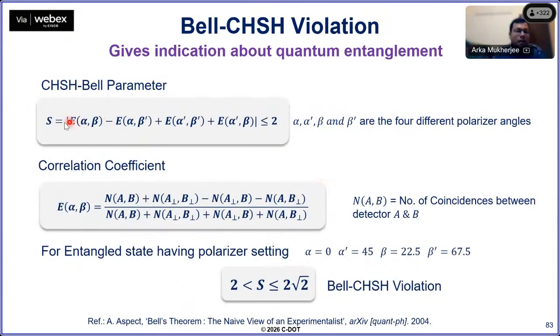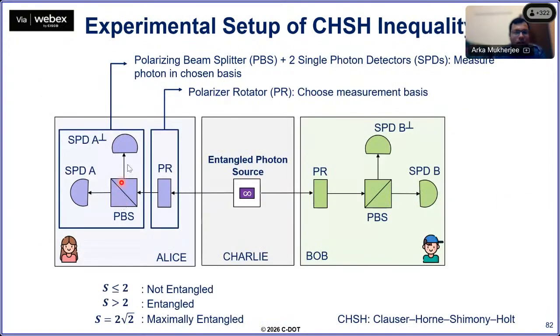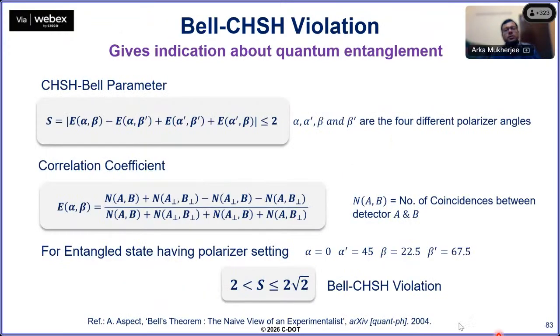So in that setup we'll get E alpha beta, and how will we get the value? We need to compute these coincidence values. AB stands for these detectors: SPD A with SPD B, SPD A with SPD B dash, SPD A dash with SPD B, and SPD A dash with SPD B dash. So that's how the equation will be calculated.